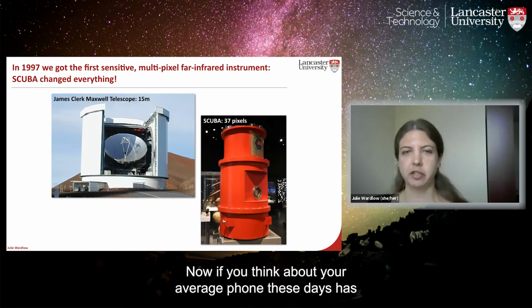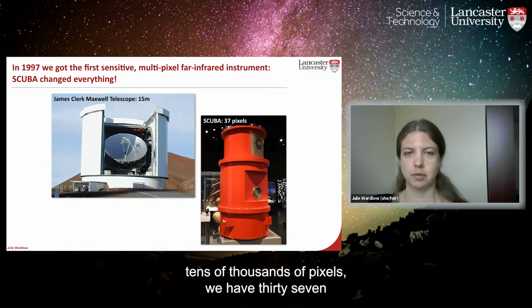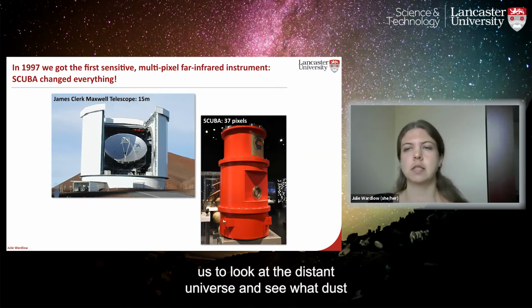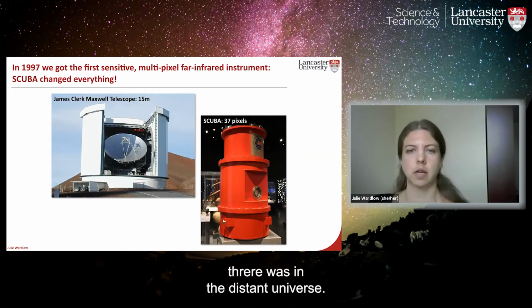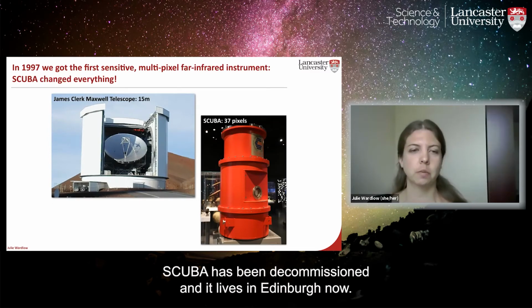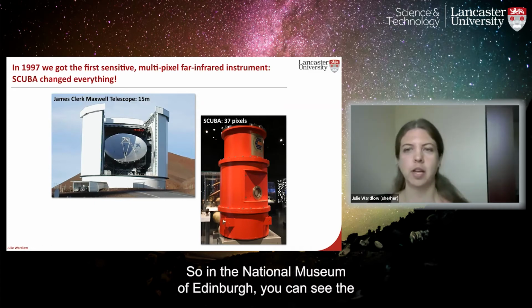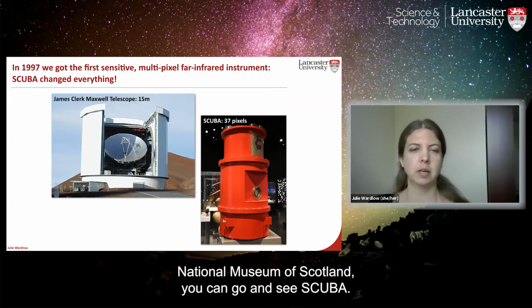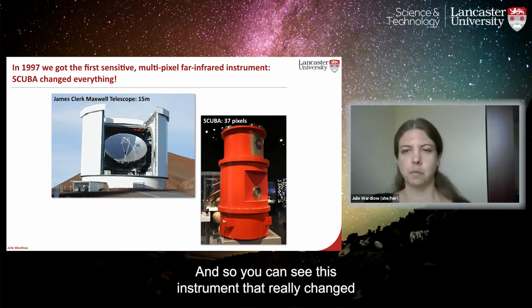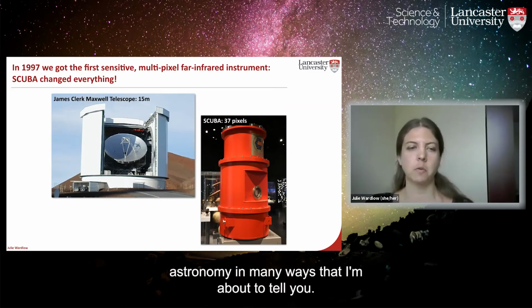Now, if you think about your average phone these days, it has tens of thousands of pixels. We had 37 with Scuba. But Scuba made a huge difference because it allowed us to look at the distant universe and see what dust there was in the distant universe. And if you want to, you can actually go visit Scuba, because Scuba has been decommissioned and it lives in Edinburgh now. So in the National Museum of Scotland, you can go and see Scuba. And so you can see this instrument that really changed astronomy in many ways that I'm about to tell you.